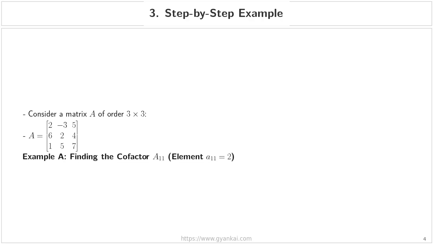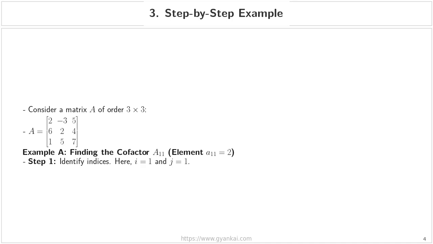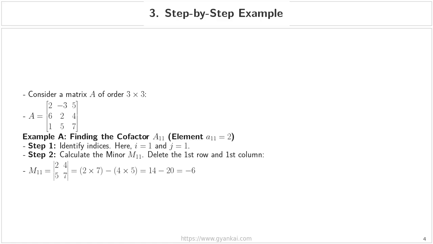First, let's walk through example A, where we want to find the cofactor A sub 1,1. This refers to the element in the first row and first column, which is the number 2. Step 1, we identify our indices. Since we are looking at the first row and first column, i equals 1 and j equals 1. Step 2, we need to calculate the minor, denoted as M sub 11.